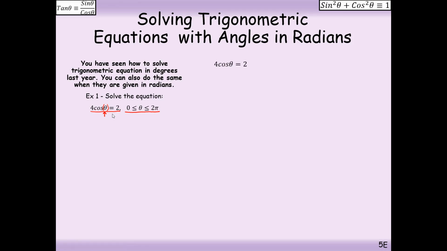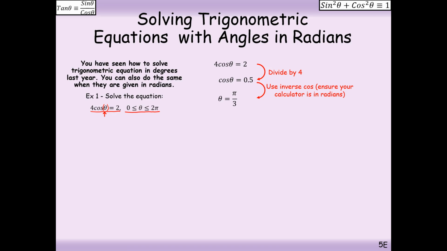Once we divide both sides by 4, we'll have cos of theta equals a half, and we can take cos inverse of a half. Make sure your calculator is in radians because the domain of our angle is in radians. So we will get the angle theta at pi over 3. Theta is equal to pi over 3. But just before you think the work is finished, you must consider the full range.